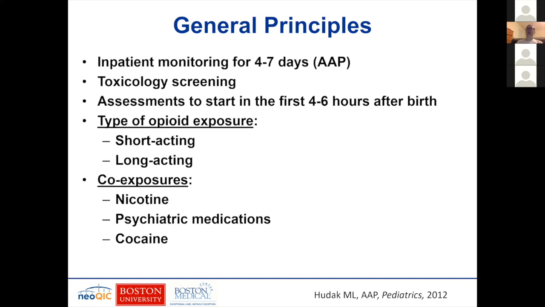Same with the psychiatric medications as well. A lot of the benzodiazepines, SSRIs, things like that can cause the same neurologic symptoms that opiates can, particularly things like tremors and high tone. So important to keep those in mind and how those may overlap with signs of opiate withdrawal, as well as cocaine. If a mother has used cocaine within 72 hours of delivery, those infants as well may show signs of cocaine toxicity, which is typically, again, irritability, high muscle tone, tremors, all of those same things that you may see. So really important to look at what the co-exposures are.